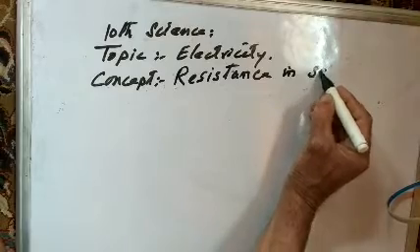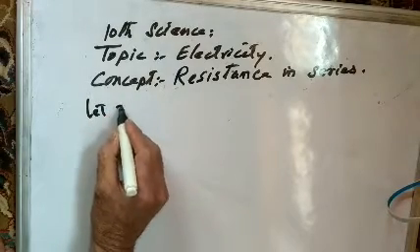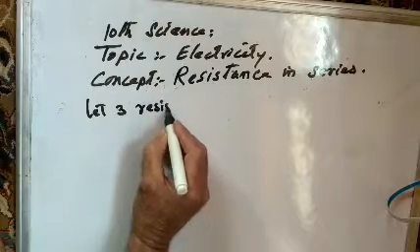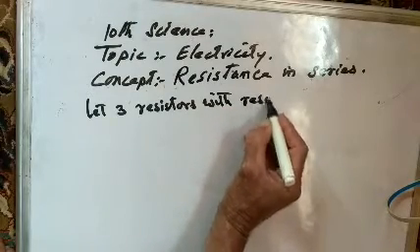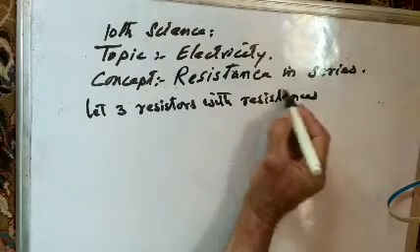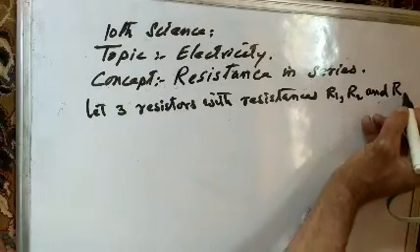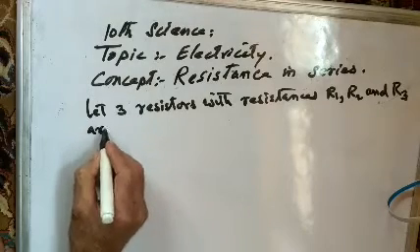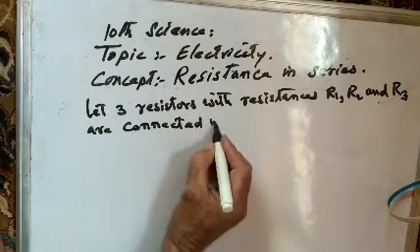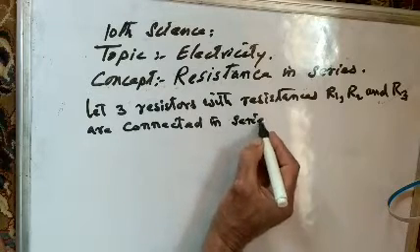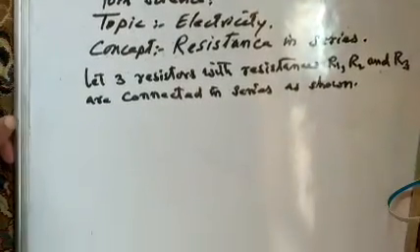In series, let three resistors with resistances R1, R2 and R3 be connected in series, as shown. We will draw the figure first of all here.